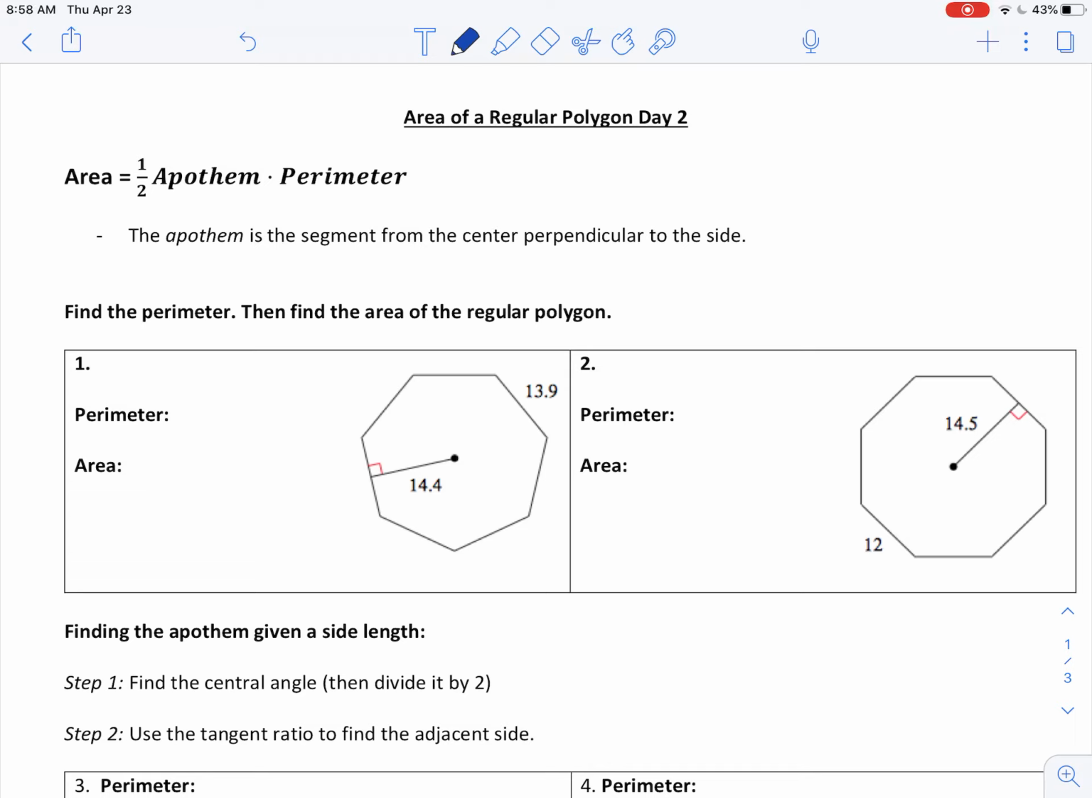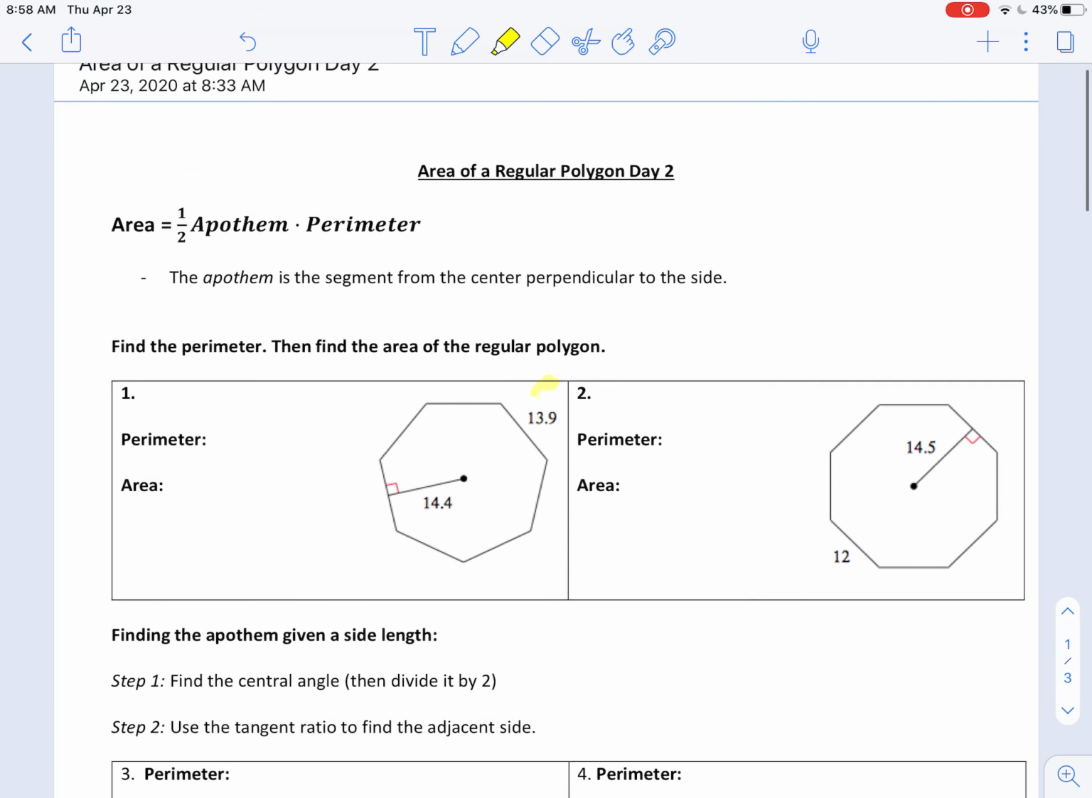So what we're going to do first is just start off when we're given the apothem and a side length. So now we're given the apothem and the side length. All we've got to do is multiply that side length to find our perimeter.